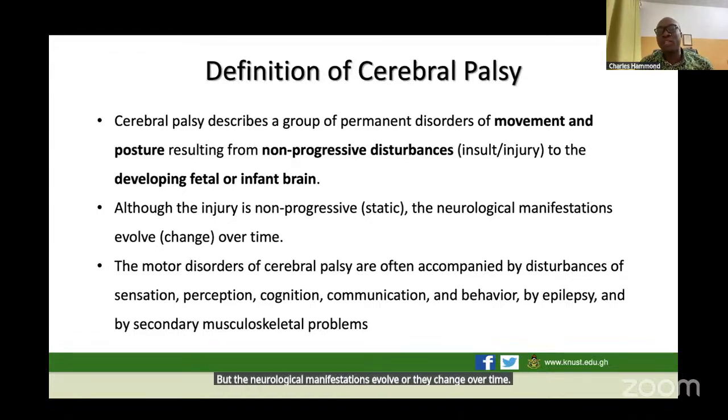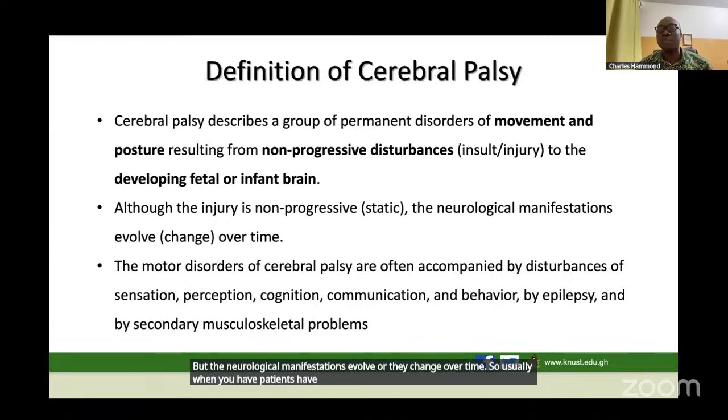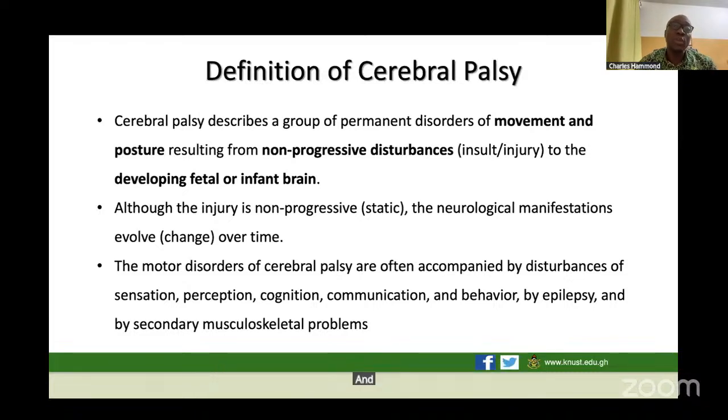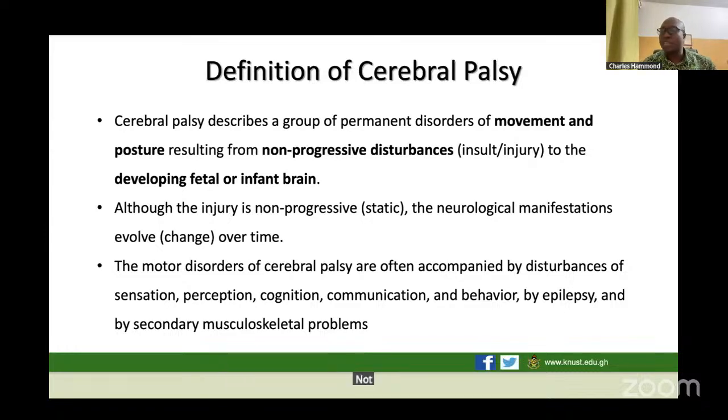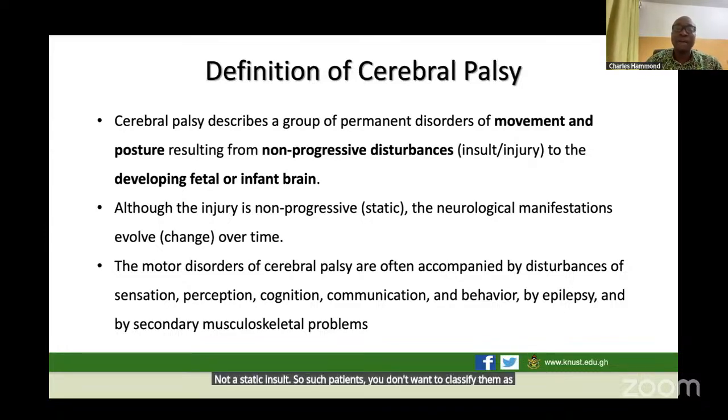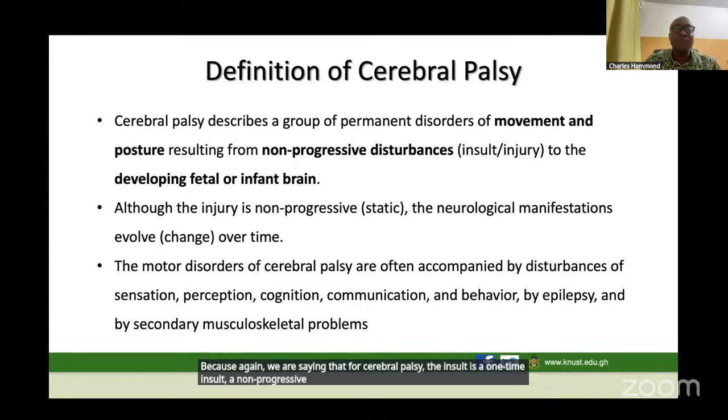So usually when you have patients who have a sustained insult to their brain, we don't classify them as having cerebral palsy. A typical example would be hydrocephalus with increasing pressure. Because of the increasing pressure, there is always pressure on the cortical mantle and it gets smaller and smaller. This is an ongoing insult. It's a progressive insult, not a static insult. So such patients, you don't want to classify them as cerebral palsy. Because again, we are saying that for cerebral palsy, the insult is a one-time insult, a non-progressive insult. But remember that the manifestations evolve or they change over time.